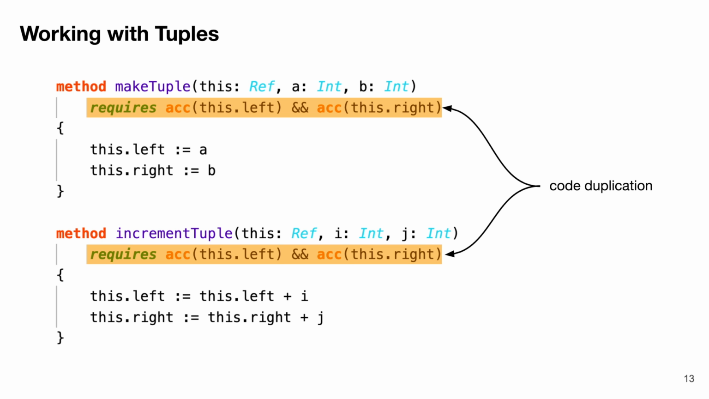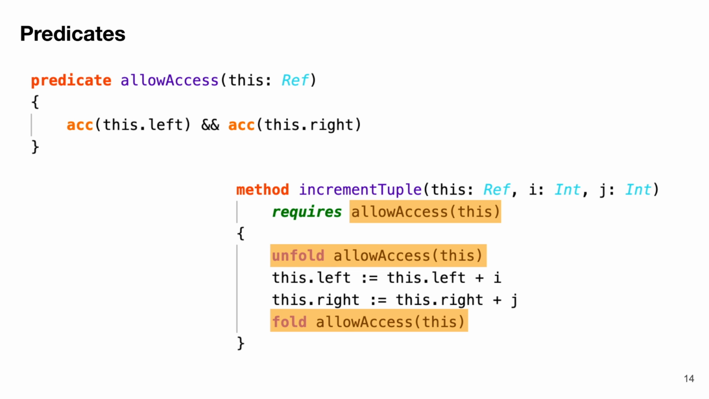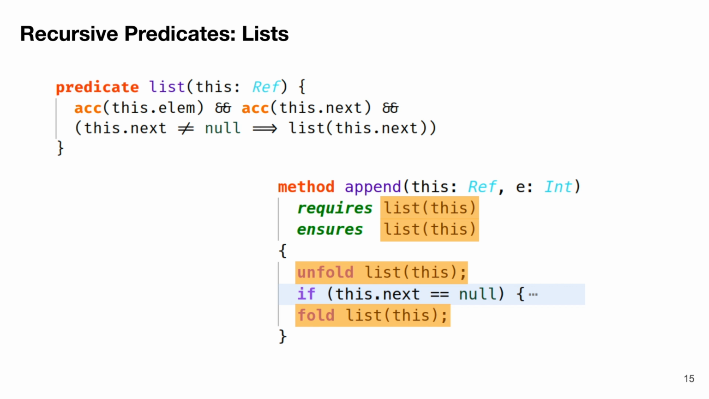Notice here that we have code duplication in the form of identical preconditions for make tuple and increment tuple. Just like how we can encapsulate duplicated code for reuse in programming languages, Viper enables the encapsulation and reuse of preconditions in the form of predicates. The unfold statement effectively inlines the predicate at runtime, while the fold predicate performs the inverse operation. It's important to note that predicates can be recursive, or even mutually recursive.